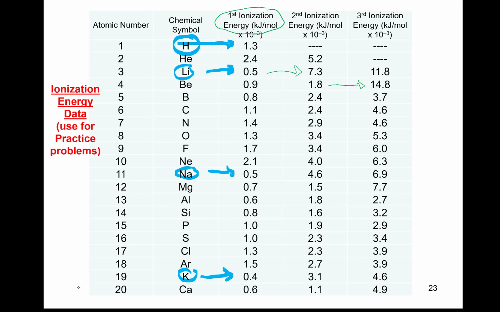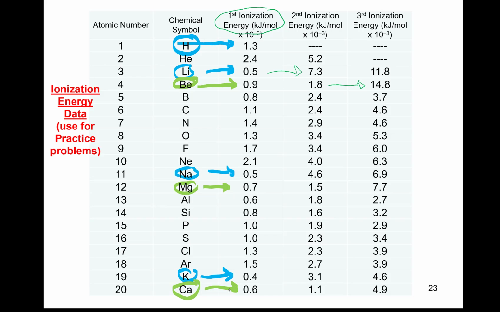Let's look at group 2 atoms. That starts off with beryllium, then magnesium, and then calcium. So notice beryllium, 0.9, then magnesium below it is 0.7, and then calcium is 0.6. It doesn't take as much energy because there are more energy levels, so there's more shielding going on. So it doesn't take as much energy to remove those first electrons.